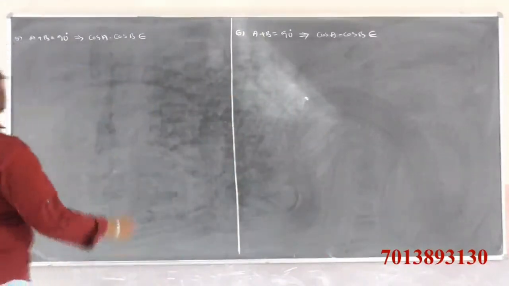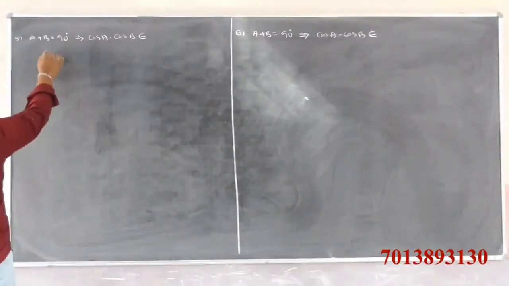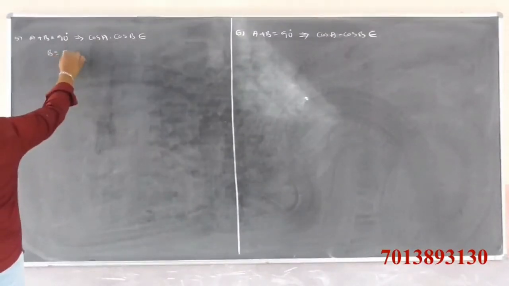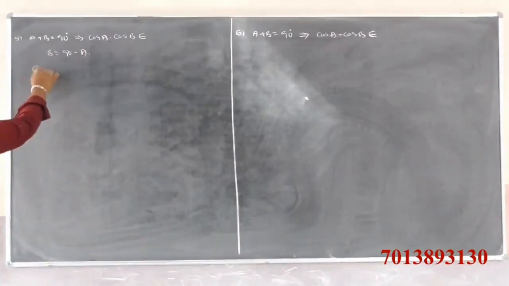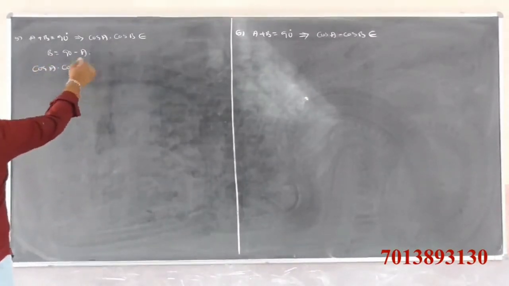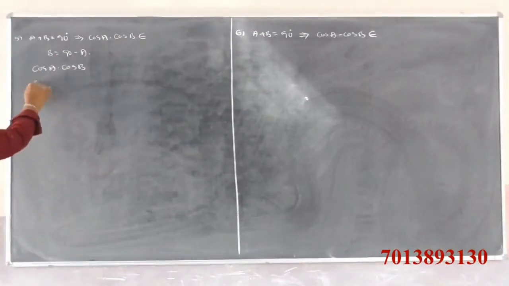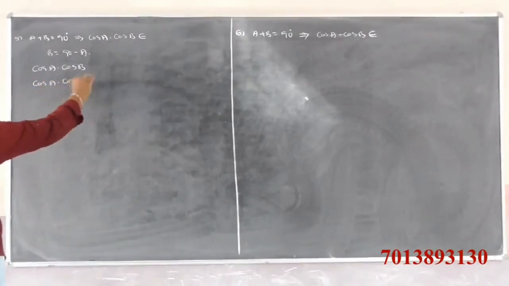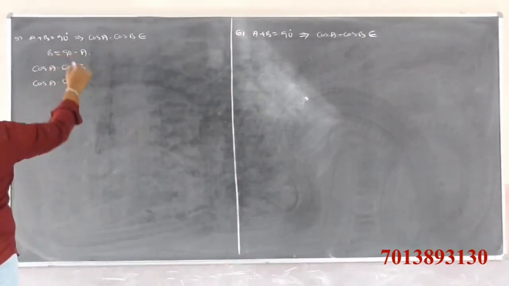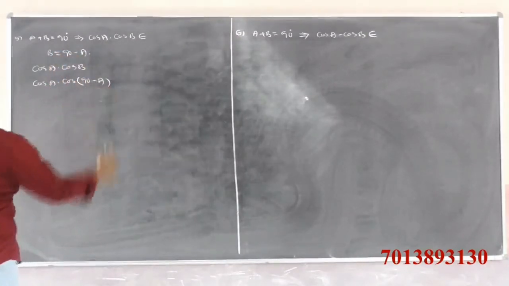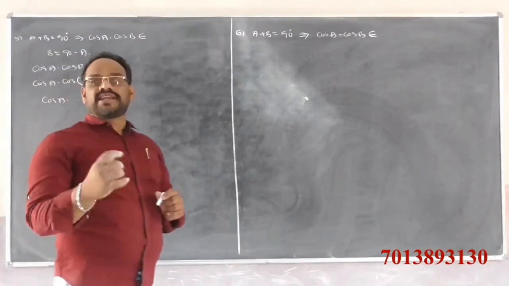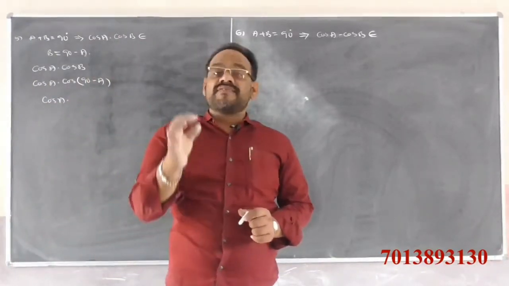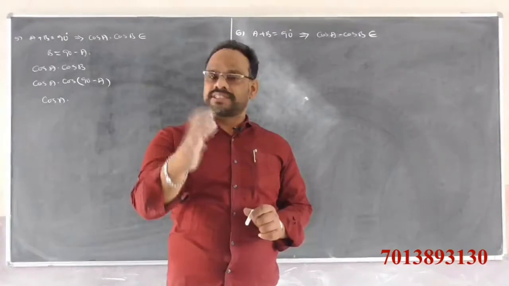Observe here, A plus B is equal to 90. Then B is equal to how much? B is equal to 90 minus A. So we have cos A into cos B. Cos A into cos B can be written by putting 90 minus A in the place of B. That is equal to cos A into cos(90 minus theta). Clearly, 90 minus theta lies in the first quadrant.